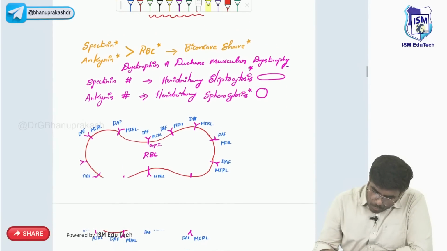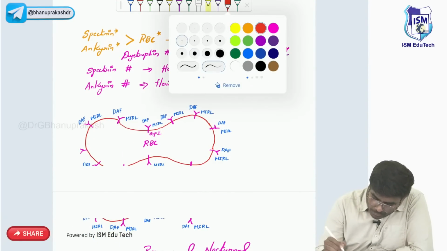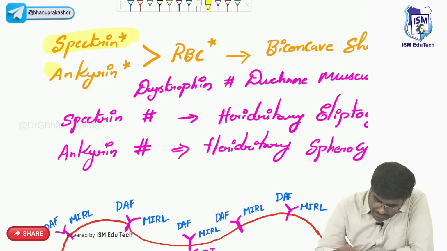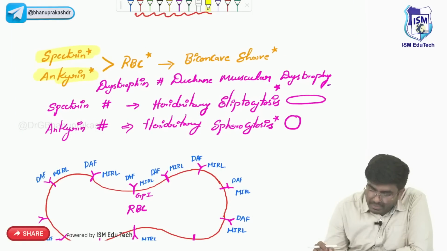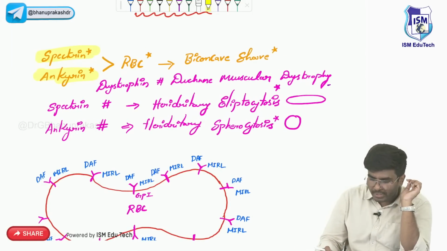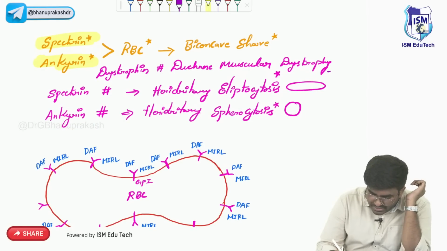Now let's see important points about some proteins. Two important proteins which I want you to know regarding the exam are spectrin and ankyrin. The spectrin and ankyrin are the proteins which are present in the cell membranes of RBCs especially.